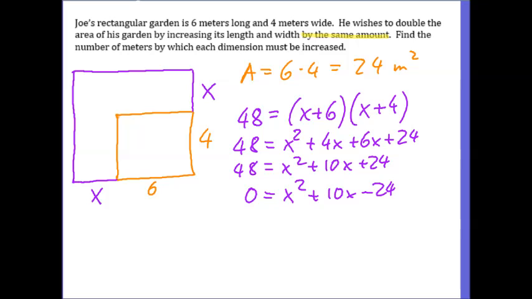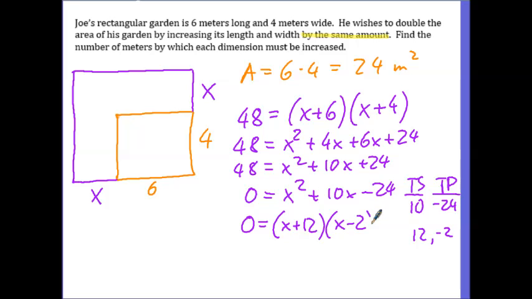So let's see if we could factor this. We got a target sum of 10, target product of negative 24. Which two factors would add up to positive 10? And the answer is positive 12 and negative 2. So let's go ahead and write our equation in factored form. X plus 12 times x minus 2.